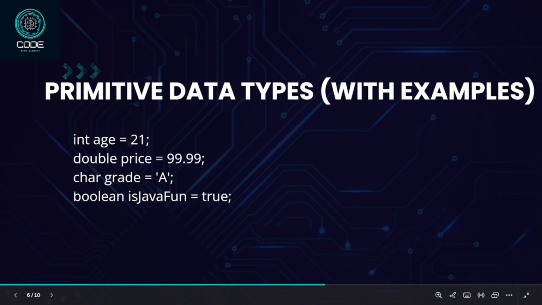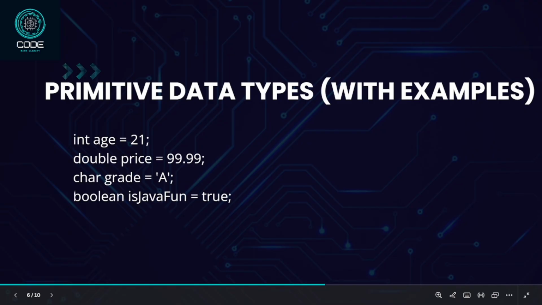Now, the second example, double price is equal to 99.99. Here we are storing a decimal number. That's why we are using double, because it supports decimal values with good precision. That means it gives a wider range.